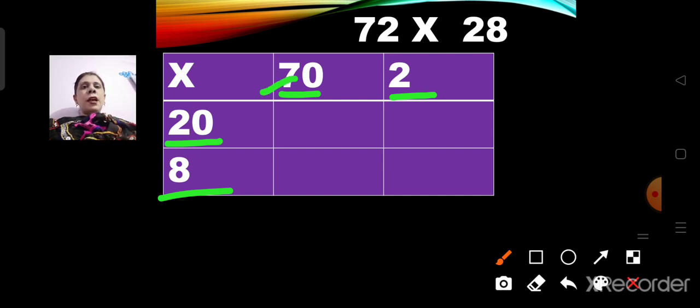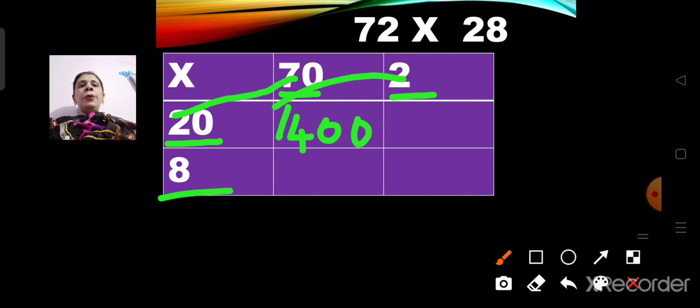So first I will multiply 7 into 2, because 70 is stable, we don't need to multiply it yet. So 7 twos will be 14. Okay. And I have 1 zero in 70 and 1 zero in 20, so I will write 1400. And then 2 into 20: 2 twos will be 4 and 1 zero in 20, so I will write 1 zero next to 4, that is 40.